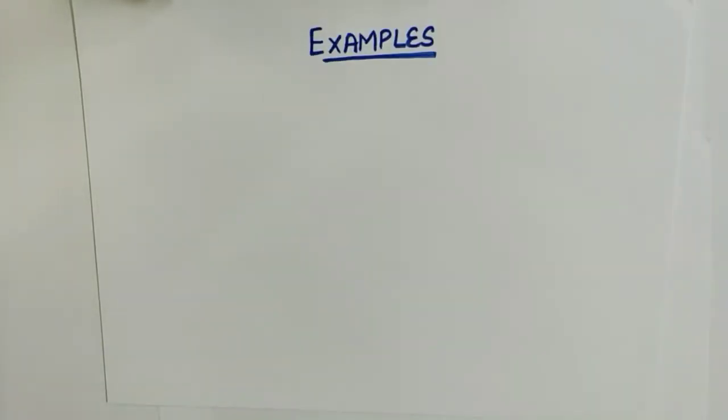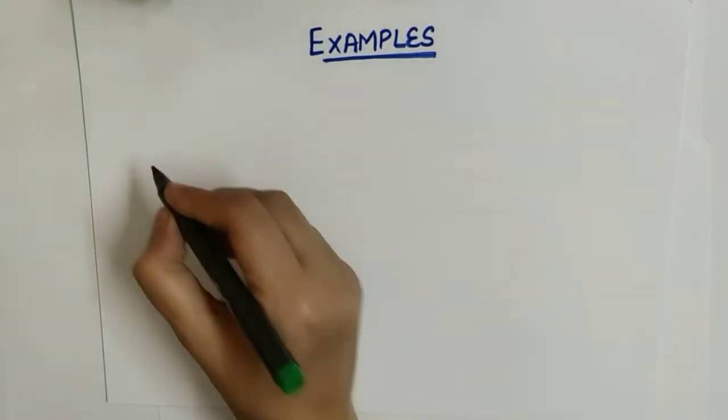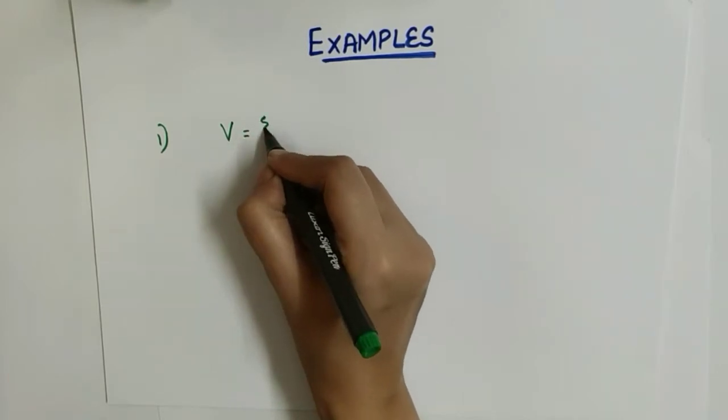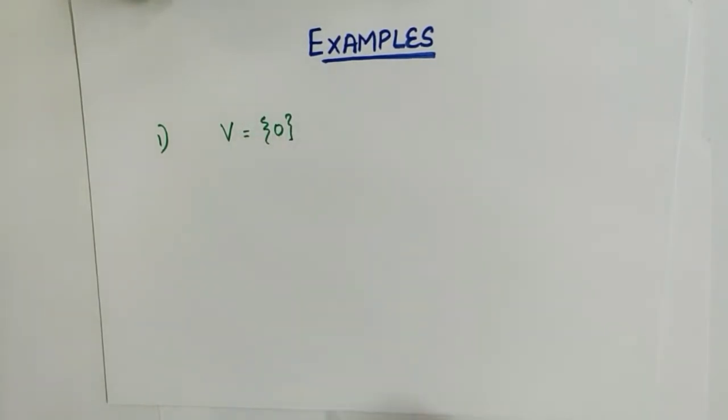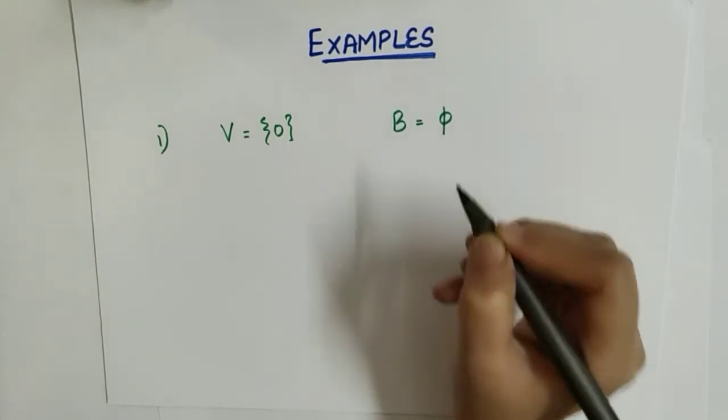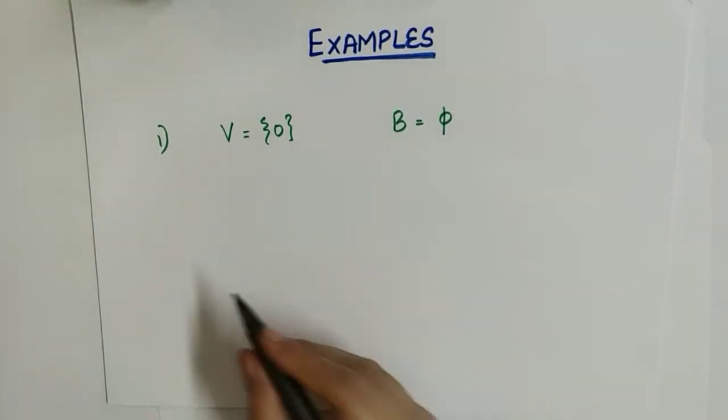Let us look at some examples of bases of some vector spaces. First, if V is a trivial vector space, that is, V is equal to singleton 0, then B is equal to phi is a basis for V.